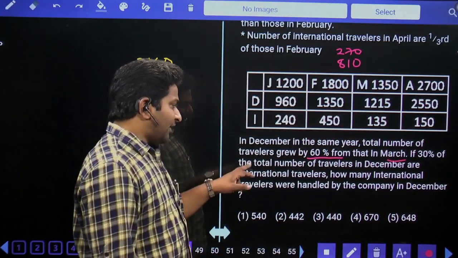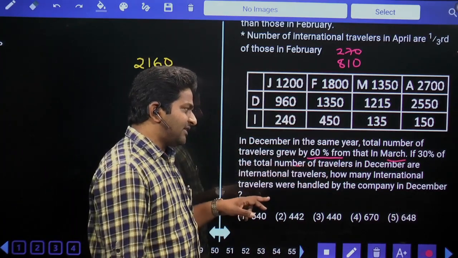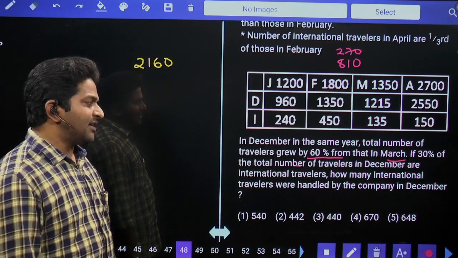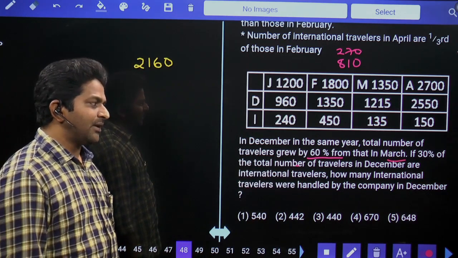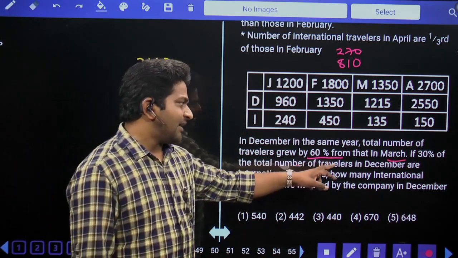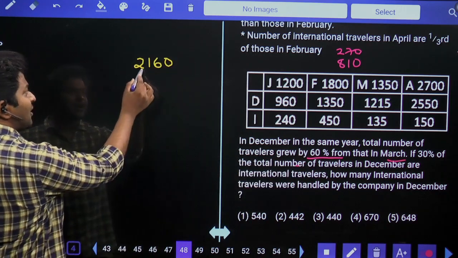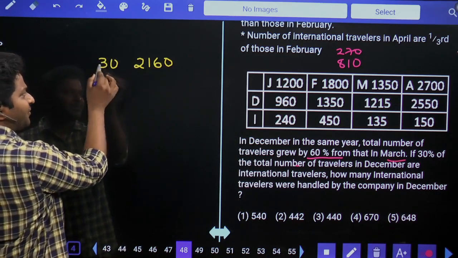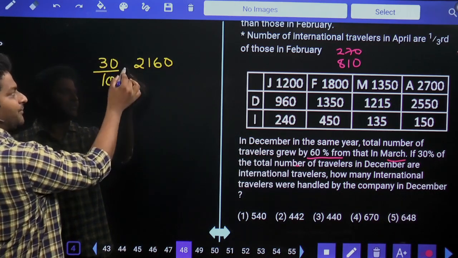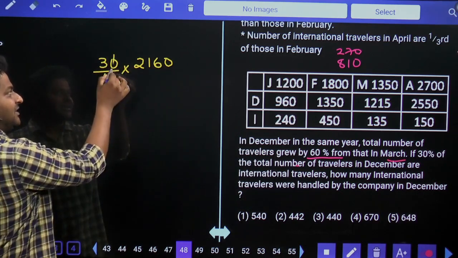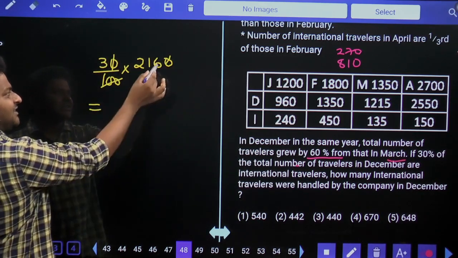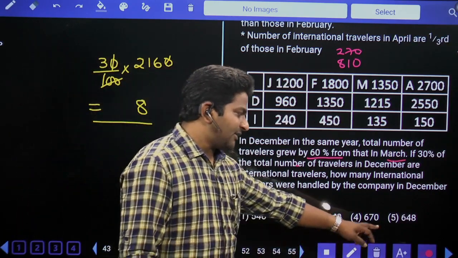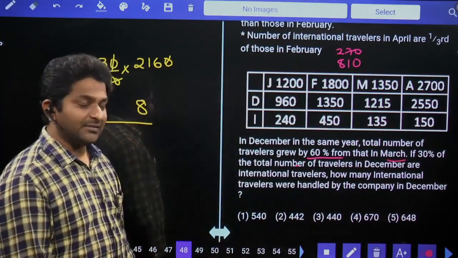Now, if 30% of the total number of travelers in December are international travelers, how many international travelers were handled by the company in December? So they said clearly 30%. Already we have 2160. Out of this, 30% we have to calculate. Now that means 2 zeros get cancelled. 6 3s are 18. The answer should end with 8. How many options are ending with 8? There is only one option which is ending with 8.